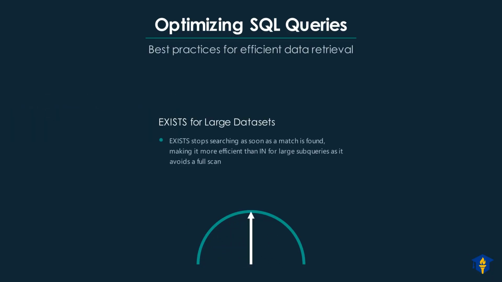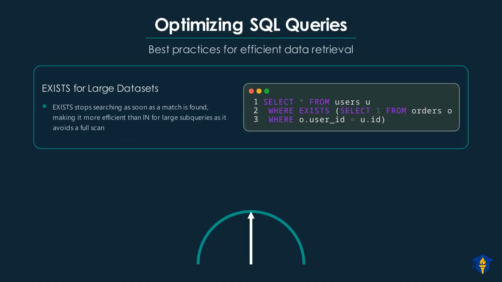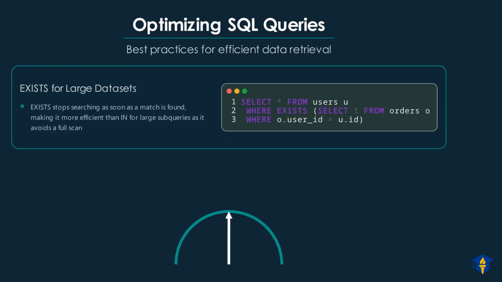For large data sets, consider using EXISTS instead of IN. For subqueries, EXISTS stops searching as soon as a match is found, making it more efficient than IN for large subqueries as it avoids a full scan. This query efficiently finds users with orders by stopping the search immediately upon finding a match.